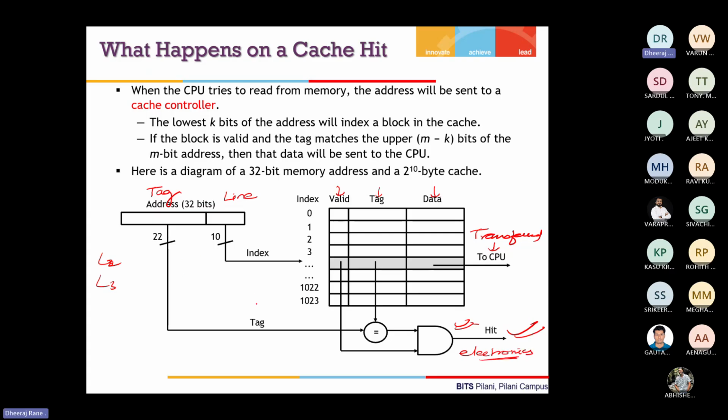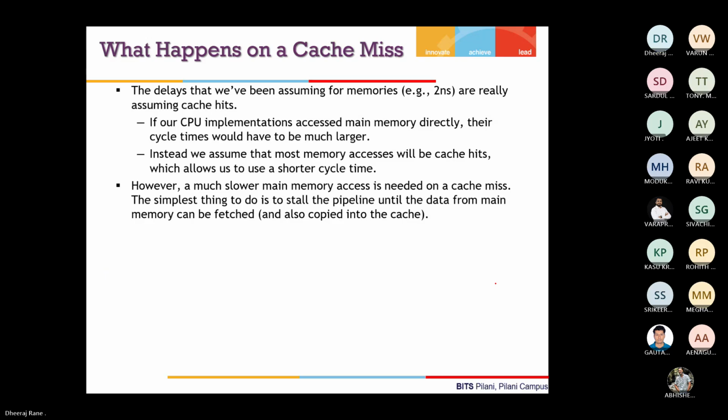You can see that this AND operation is there. And once the comparison happens between the tag and data, through this AND gate you are having the hit, and once it is there, the data will be transferred to the CPU, right?